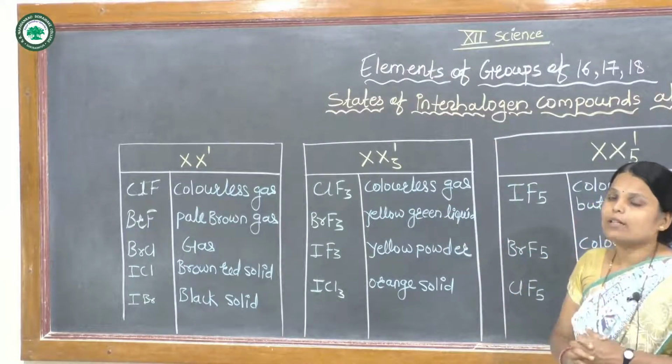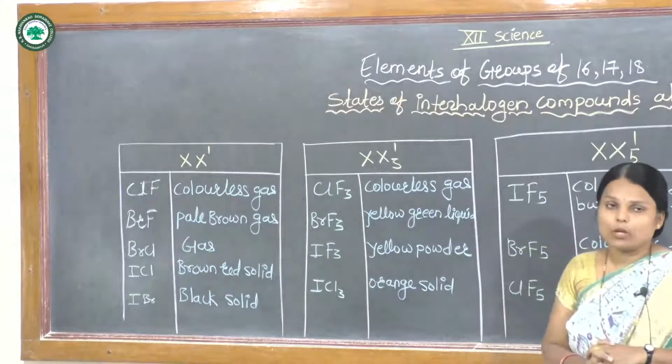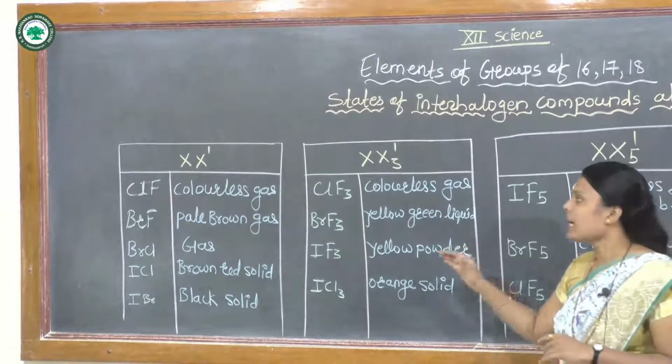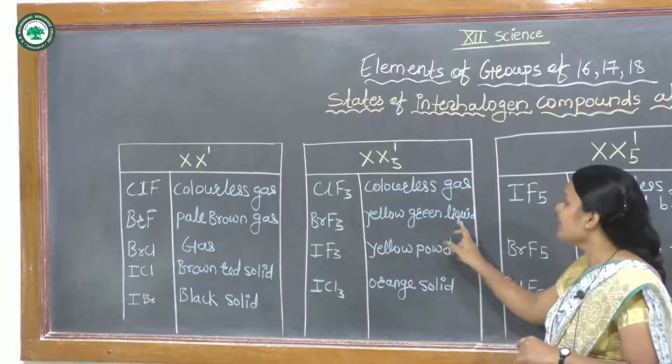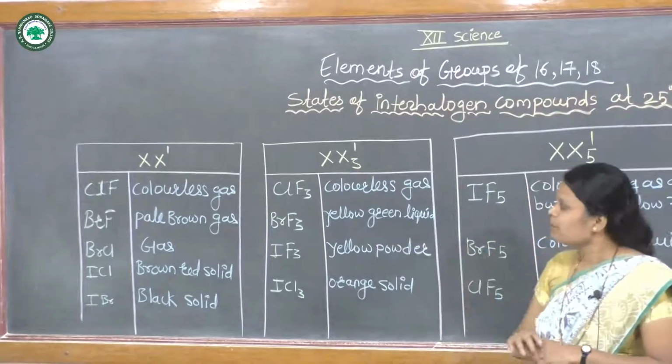Chlorine trifluoride is a colorless gas. Then the next example is bromine trifluoride, BrF3. BrF3 is a yellow-green liquid in nature.